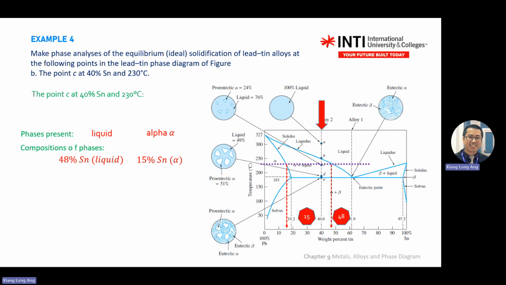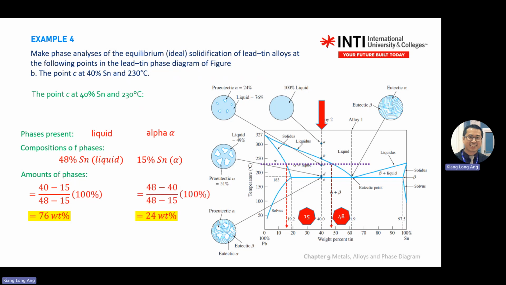Then the next one is to calculate the percentage of phases. Percentage of phases, you use lever rules. So this to here, this one to here, you calculate what? Liquid. This one to this one, you calculate solid alpha. So same. Okay. The same working, maybe 4 marks, right? And so on.